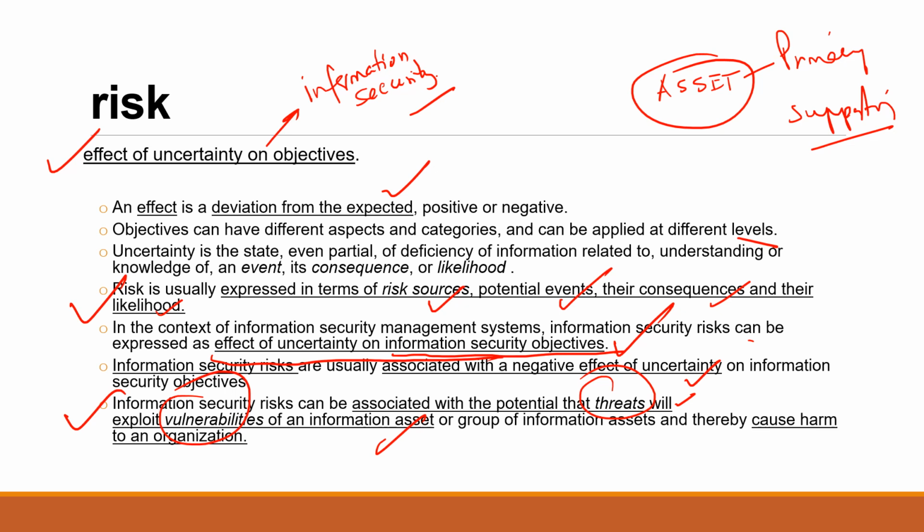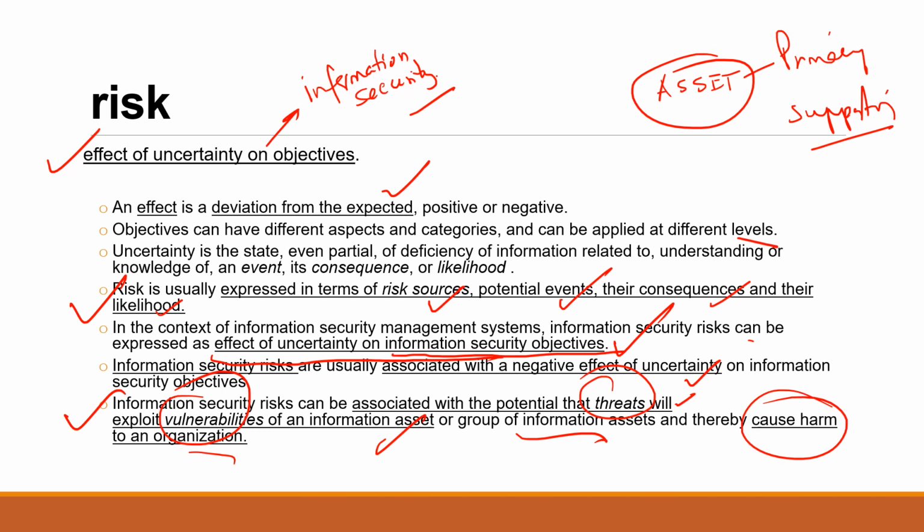Information security risk can be associated with the potential that a threat, which has the potential to cause harm, will exploit vulnerabilities of an information asset or group of assets and thereby cause harm to an organization. So we want to understand the different threats. That's the reason when we do risk management, we first identify the different assets we have, the different threats to those assets, and the different vulnerabilities. What happens when a threat exploits a vulnerability, and what is the likelihood of it happening? That is the entire process of doing risk assessment.